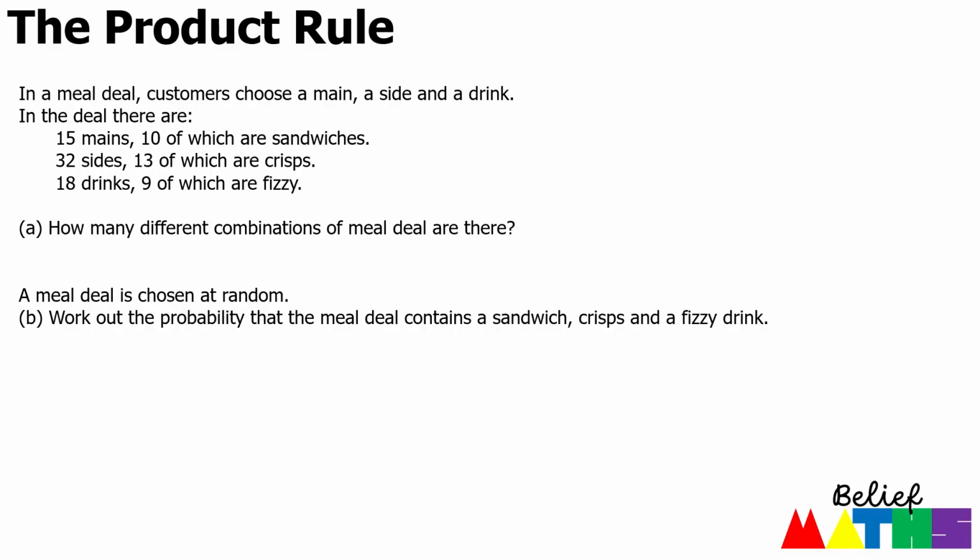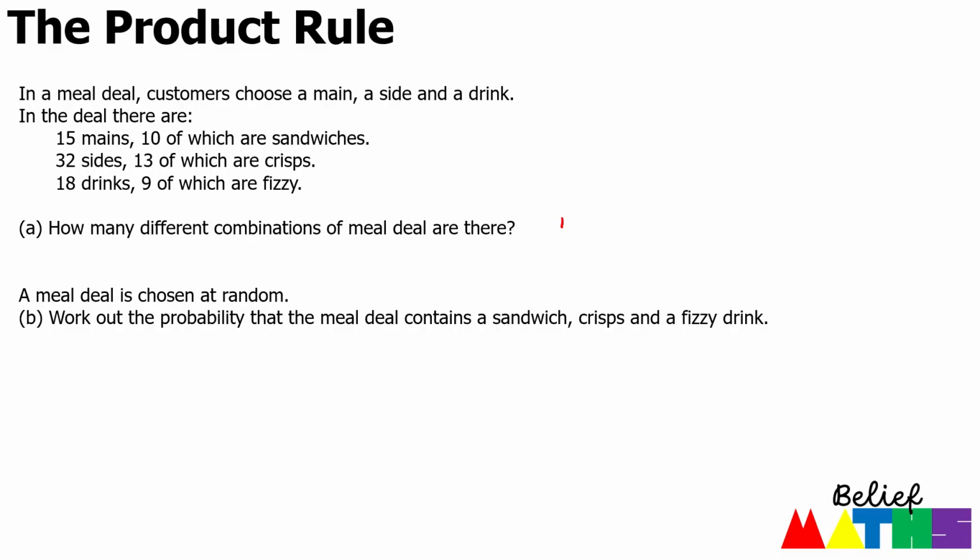One of the last topics we're going to look at is the product rule. And this is often about choices or making codes or options in a restaurant or a meal deal. So in this case, there's a meal deal. Customers choose a main, a side, and a drink. And in the deal, there are 15 mains, 10 of which are sandwiches, 32 sides, 13 of which are crisps, and 18 drinks, 9 of which are fizzy. How many different combinations of meal deal are there?